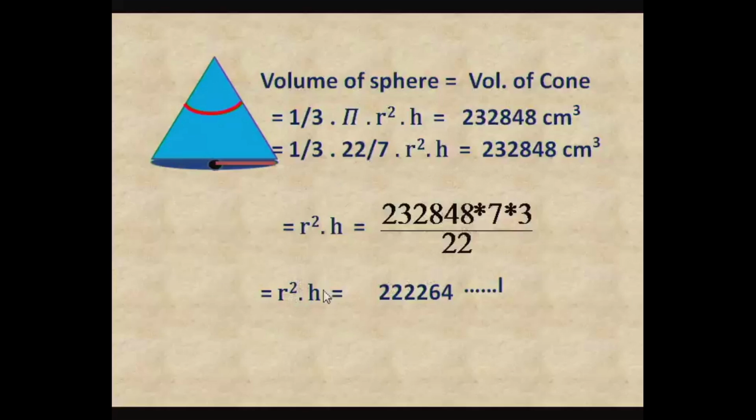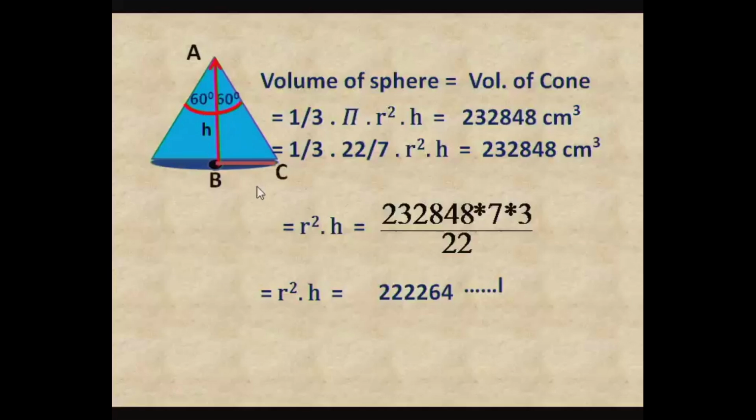Now, r square h is equal to 2,22,264. Here I got stuck, I did not have any value to be substituted in this problem. So, I am making use of applications of trigonometry to solve this. See, this is the height and this is the radius of the cone. The vertical angle I bisected is 60 degrees and 60 degrees.